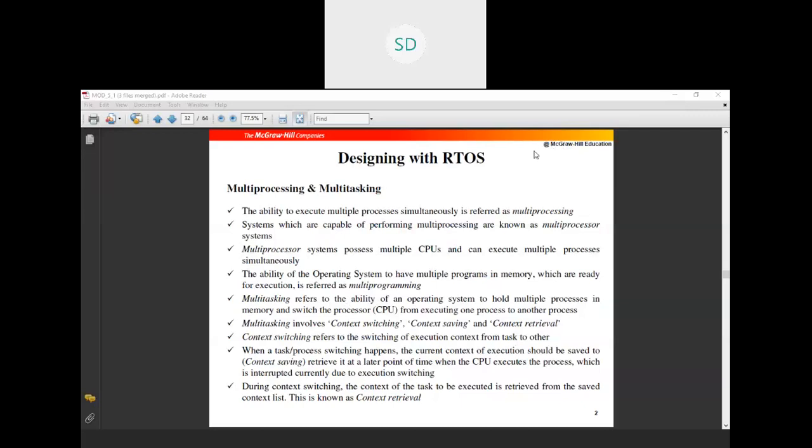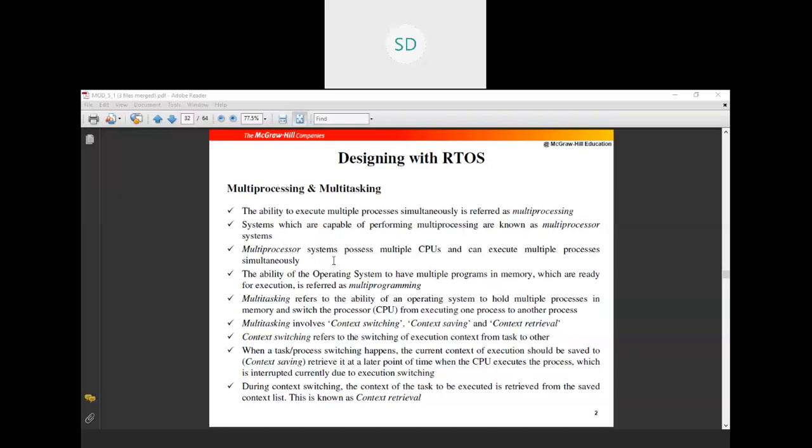What is multiprocessing and multitasking? There's a difference between multiprocessing and multitasking. Here, the ability to execute multiple processes simultaneously is referred to as multiprocessing. Systems which are capable of performing multiprocessing are known as multiprocessor systems, which consist of multiple CPUs. In multiprocessing, we have more than one CPU.